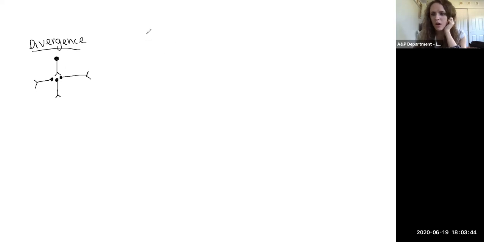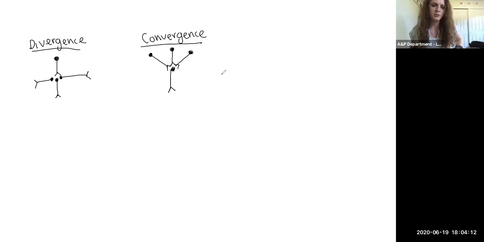Convergence is the exact opposite. Convergence is when you have many neurons that are going to synapse on one neuron. So they're converging. Many neurons synapse onto one little neuron. These are my simple ways to draw neurons: cell body, axon, in case you were wondering about the little stick figures that I was drawing. Okay, so convergence, all the neurons are converging onto a single neuron.